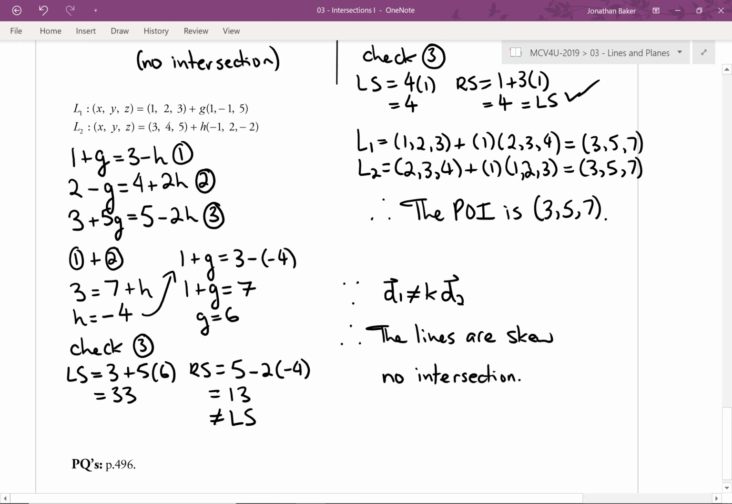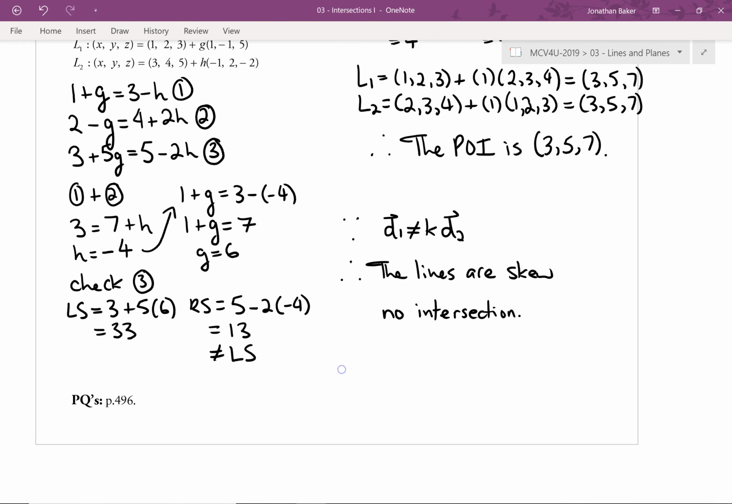So that wraps up our lesson on intersections of lines and planes. There are practice questions here on page 496. Go ahead and use the remaining time to work on those, and we'll see you next class day.